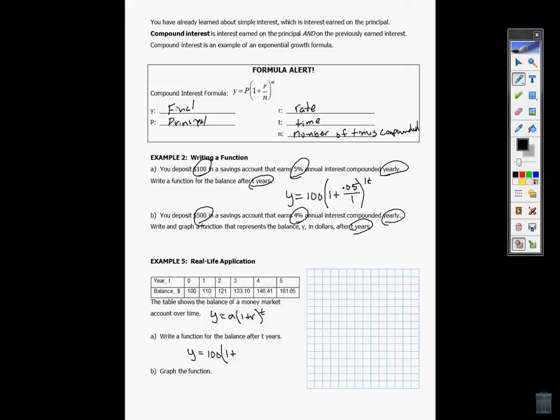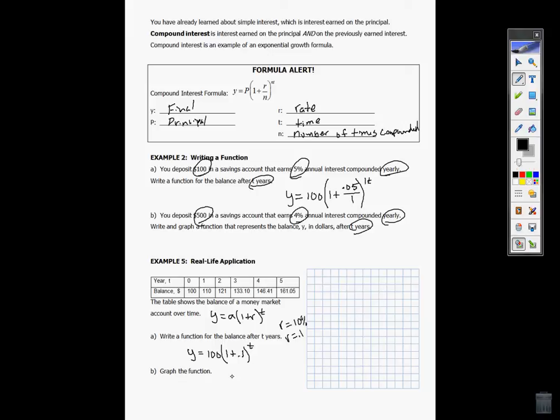It looks like I'm taking 10% of 100. 10% of 100 is 10, and that's what I'm adding on here. It looks like I'm taking 10% of this and adding it onto here. So it looks like my rate is 10%, which, written as a decimal, is 0.1. So when I go into my equation, I can write 0.1, raised to the t.